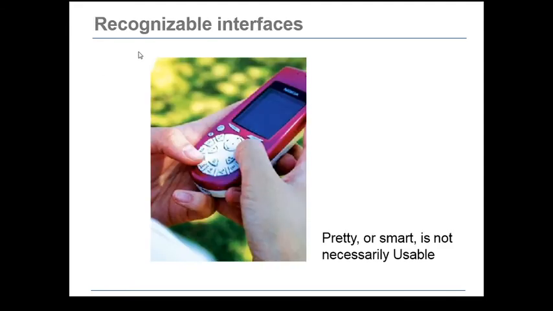So what are recognizable interfaces? As we will see in this diagram, pretty or smart is not necessarily usable. Whenever you see in this diagram one small phone held by one person, this phone is very small in nature, but you cannot say that it is usable right now. It does not fulfill all the conditions, you cannot say that.